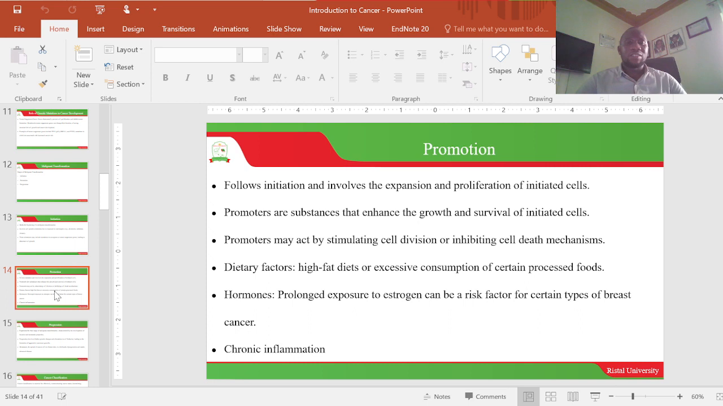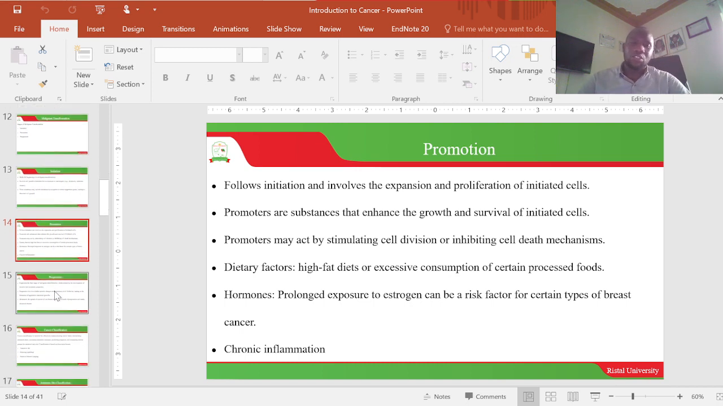The second one is that after the initiation, you'll have the cells that have been exposed to these agents now multiplying and expanding. Expansion and proliferation of the initiated cells. So we have substances that enhance the growth and survival of these initiated cells, and they are the ones we call the promoters. They can include dietary factors, hormones, and also chronic inflammation. They can make the initiated cells proliferate very fast, giving us a tumor.